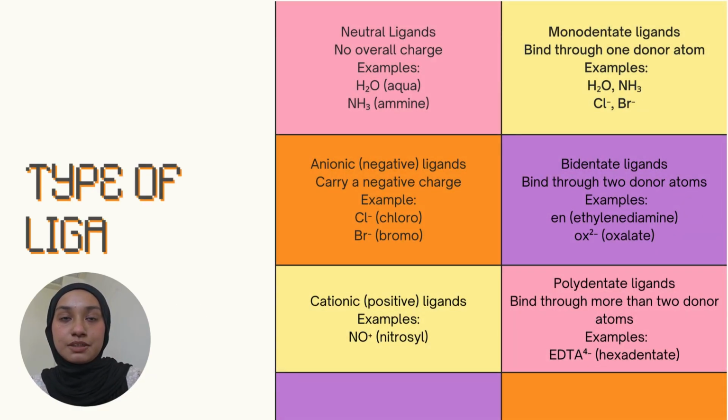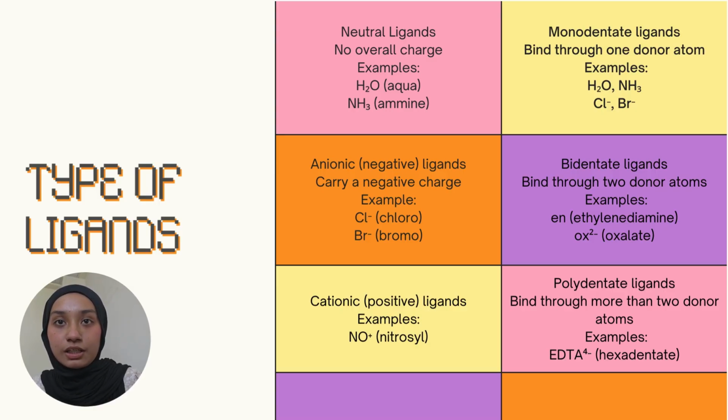Ligands can be classified based on their charge and the way they bind to a metal ion. In terms of charge, ligands may be neutral, anionic, or cationic.